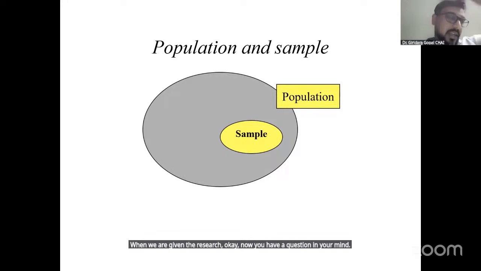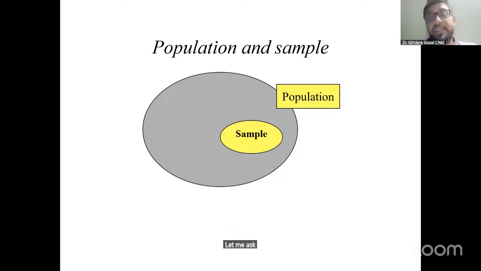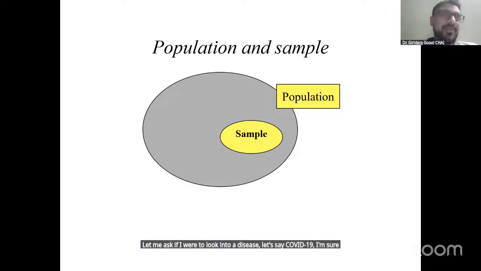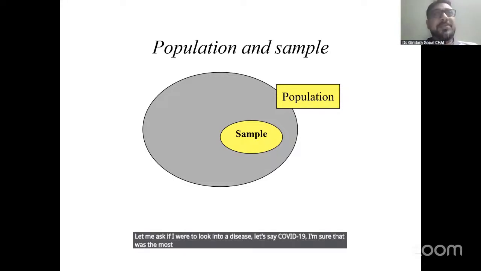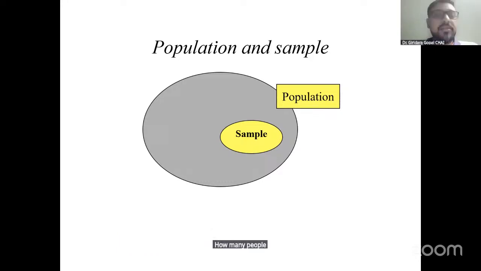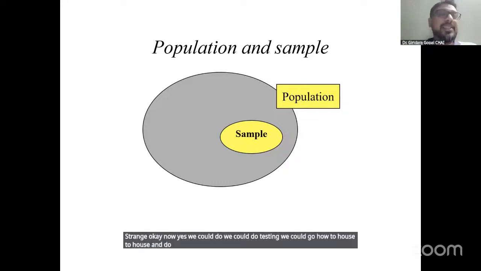When we're given a research question, let me ask, if I were to look into a disease, let's say COVID-19, which I'm sure was the most impactful, or rather the most game-changing issue that happened in our lifetimes. So if I have to ask the question, how many people in the community right now are having COVID-19? Yes, we could do testing, we could go house to house and do contact tracing, we could do some numbers, etc.